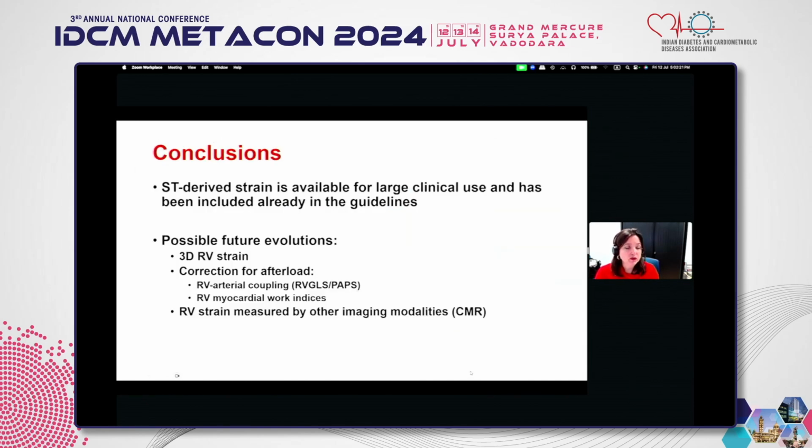So I hope in conclusion, I gave you a good overview of how much strain is now available for large clinical use and really in clinical practice, so far that it reached a recommendation document, the guidelines, and we should really be familiar with this measurement and try to use it in our daily routine. And obviously, we look at the future, at the updates, and possibly also measuring with other different modalities. But I hope I showed you enough of the application already for the present.